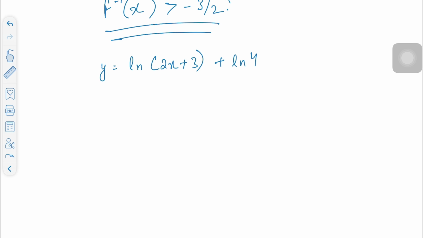And then we can solve this. We can multiply these both, and just make it a single ln. So this would be 4 into 2x plus 3 is equal to y.